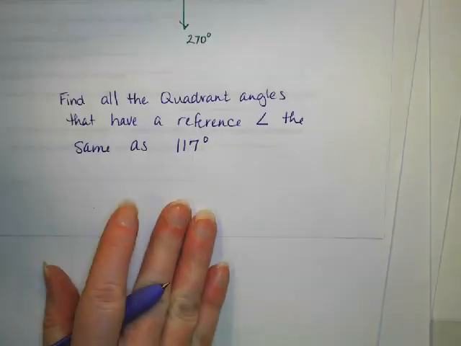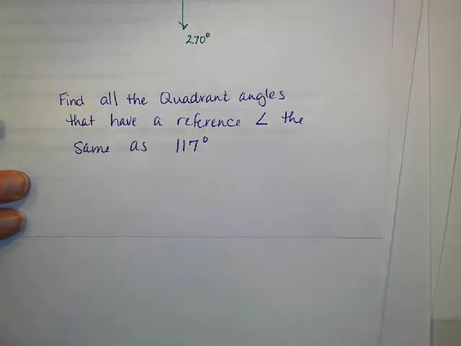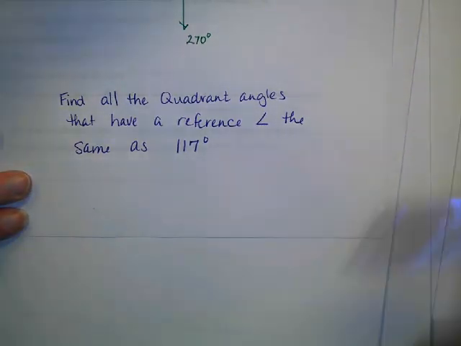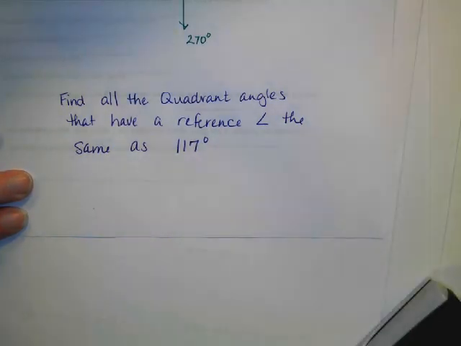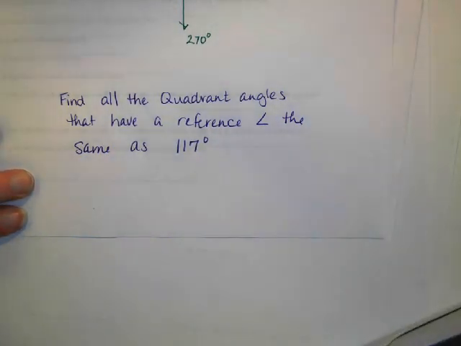Okay, so take a second, and I want you to find all of the quadrants' angles that have a reference angle that is the same as 117. One for quadrant 1, one for quadrant 2.